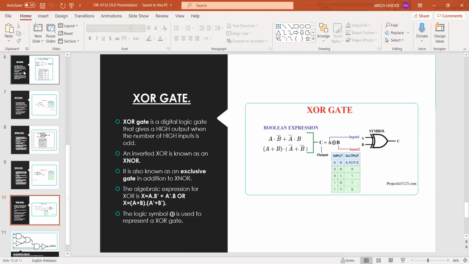The logic symbol used for a XOR gate is a little bit special as it is a plus sign enclosed inside a circle. If we are to look at the image, we can see the basic representation of a XOR gate. And if we are to observe the truth table, we can see that the outputs will only be high if there is an odd number of high inputs present. Otherwise, the output will always be low.